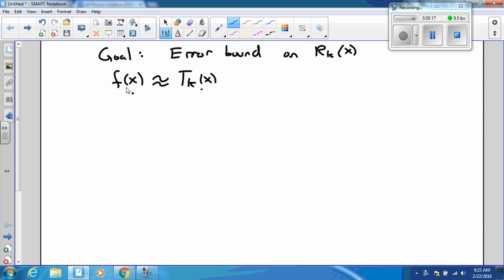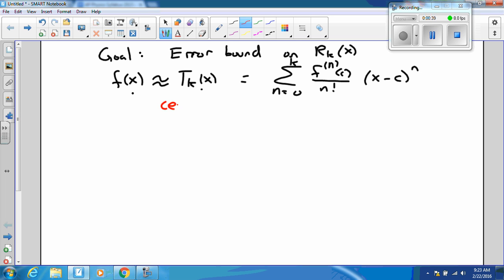And what we found on Friday is that T_k is equal to the sum from n equals 0 out to k of the nth derivative at c divided by n factorial. Those are our coefficients. Times, here's our polynomial, (x minus c) to the n. And c is the center. So the full name of our polynomial is T sub k of x centered at x equals c. And we only call it by its full name when it's in trouble.